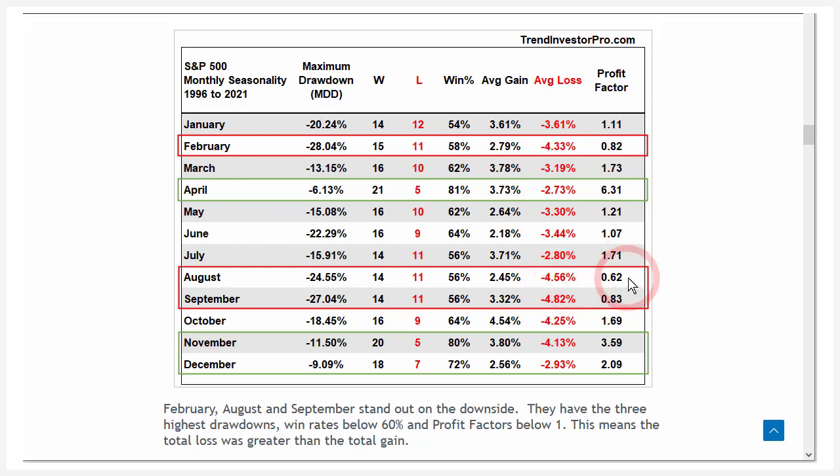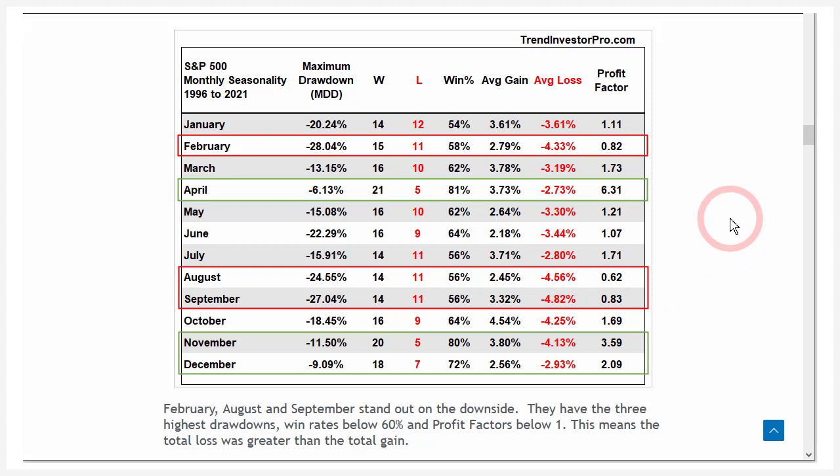And the profit factor, which is the total dollars from the gains divided by the total dollars from the losses, was below 1, which means there were more losses, was 0.62. And that's the lowest profit factor of all the months. So August is the weakest month when you look at it this way. And September is the third weakest month, actually. February comes in there at 0.82, but 0.83. So this August-September period is a weak period seasonally for the S&P 500.